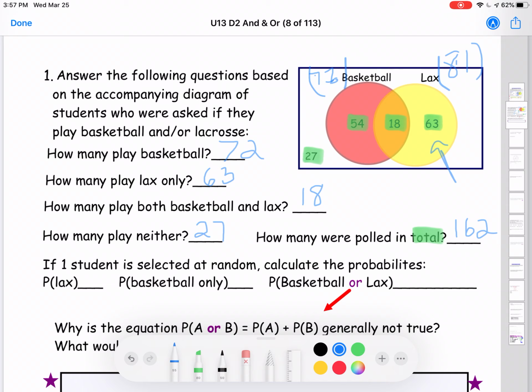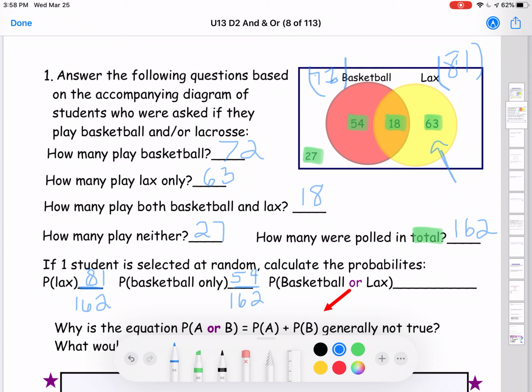Now let's do some probabilities with this. If one student is selected at random, I would be looking at the bottom number being 162. I'm going to use this as my fraction bar, so 162 would go on the bottom. How many are lacrosse altogether? That would be 81. So 81 out of 162. Basketball only, again, 162 is the bottom number. Basketball only would be the 54.